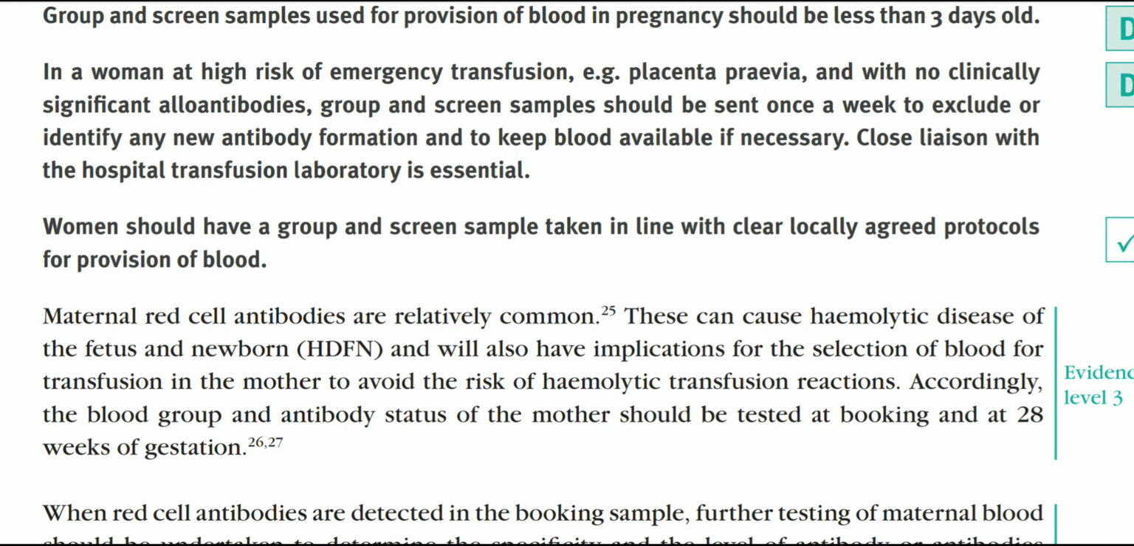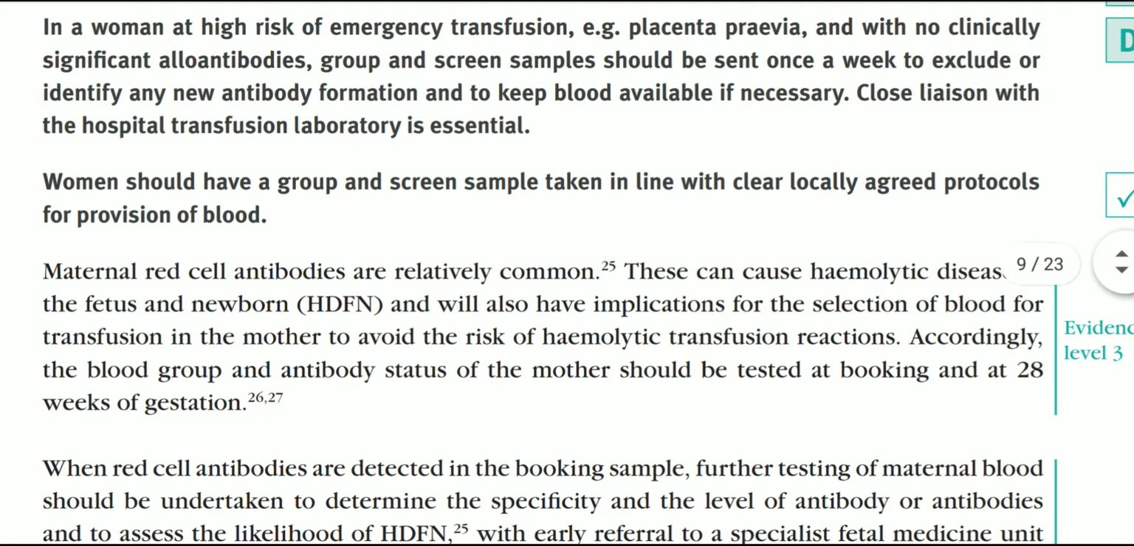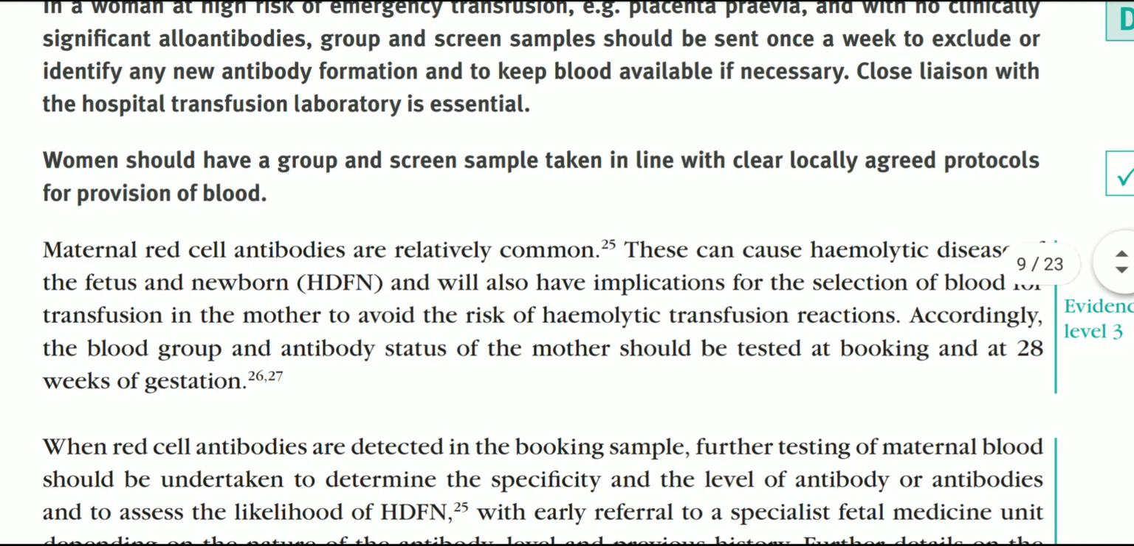Maternal red cell antibodies are relatively common. These can cause hemolytic disease of the fetus and newborn and will have implications for the selection of blood for transfusion in the mother to avoid the risk of hemolytic transfusion reaction. Accordingly, the blood group and antibody status of the mother should be tested at booking and at 28 weeks of gestation. This is the case in those in whom there is suspicion of maternal red cell antibody formation.